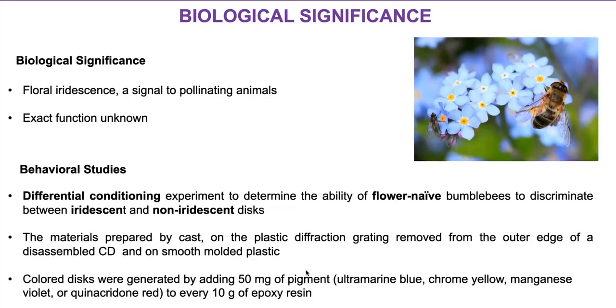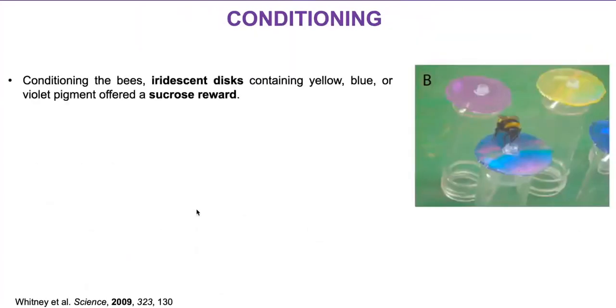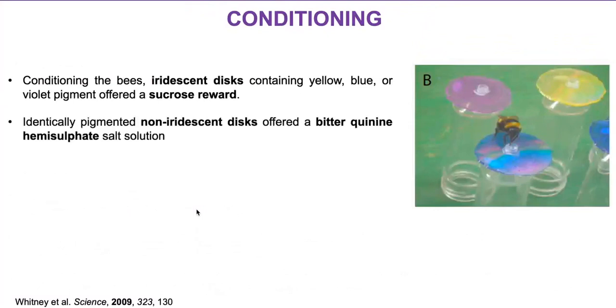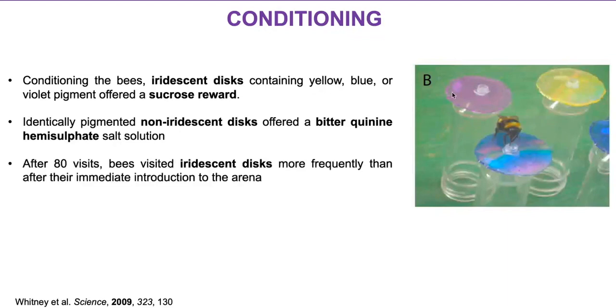So you have similar colors, iridescent and non-iridescent. And then what you do is that you give a reward. For iridescent color, which are not pigmented, you give sucrose, a sweet reward for the bumblebee. And for non-iridescent disc, you give a bitter reward, that is quinine hemisulfate salt solution, which is sour and bitter.